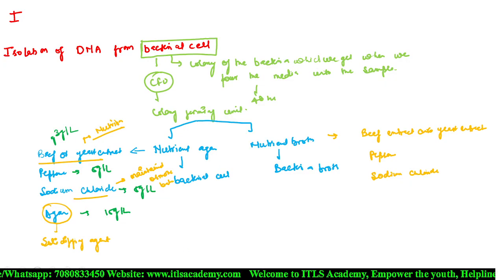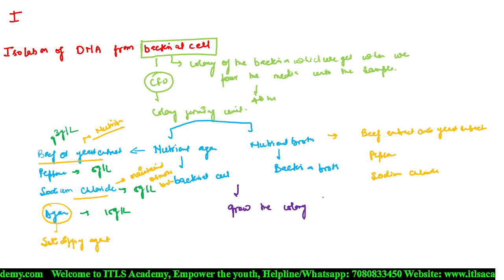Okay. Now you can do it by any of these methods. Then you have to grow the colony. And the colony that you get for the isolation of the DNA should be at least 24 hours old. That is known as a sample. So is how you prepare the sample for the isolation of the DNA from the bacterial cell clear? Yes, ma'am. Okay.